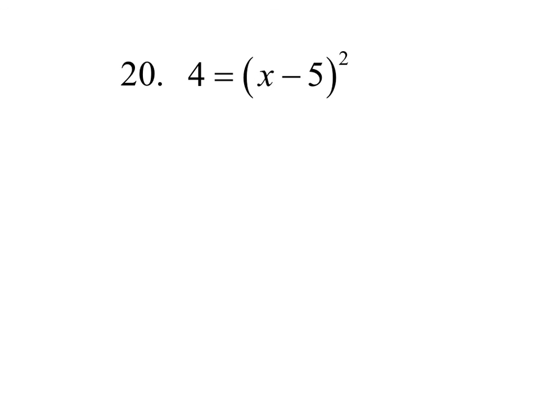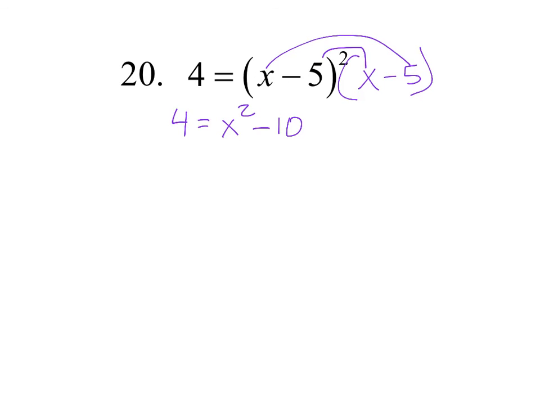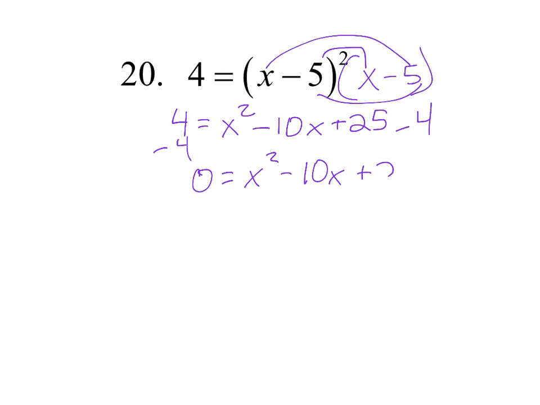Now, this is one of those ones that's a pain in the neck because you have to do a bunch of stuff. First, we have to square the x minus 5. Remember that that's like this, right? So we have to FOIL it. So that's going to give us x squared, and then a minus 5x and a minus 5x. Add those together, I get a minus 10x, and then plus 25. Now I have to subtract the 4 from both sides. So 0 equals x squared minus 10x plus 21.